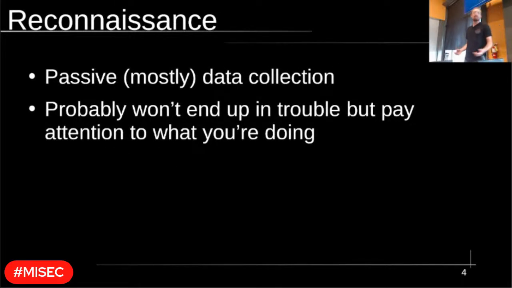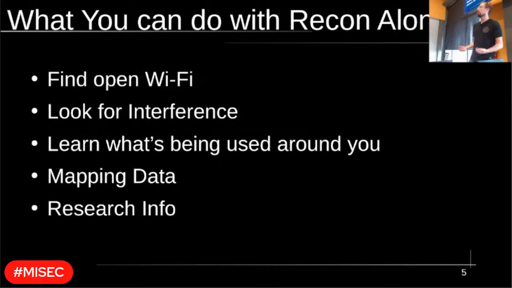So reconnaissance, like I said, generally this is where you're going to be safe. This is going to be your passive information collection. This is the kind of thing that can be used both offensively and actually has a lot of defensive applications as well, and even just practical outside of security. When we're getting into what you can actually do with just pure recon alone, first thing, of course, is going to be finding open Wi-Fi.